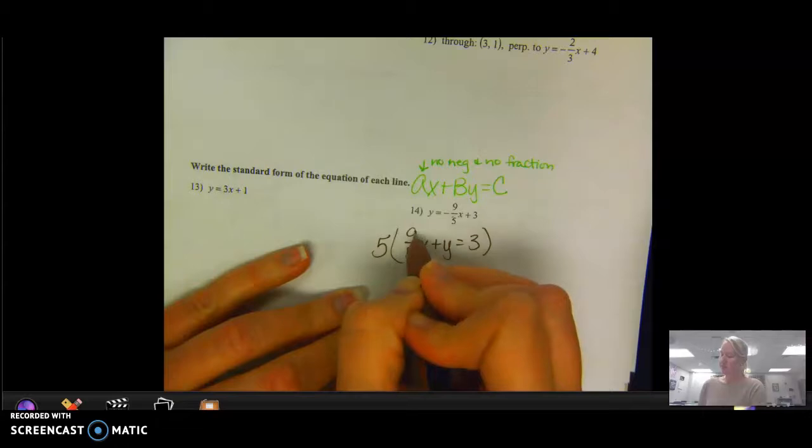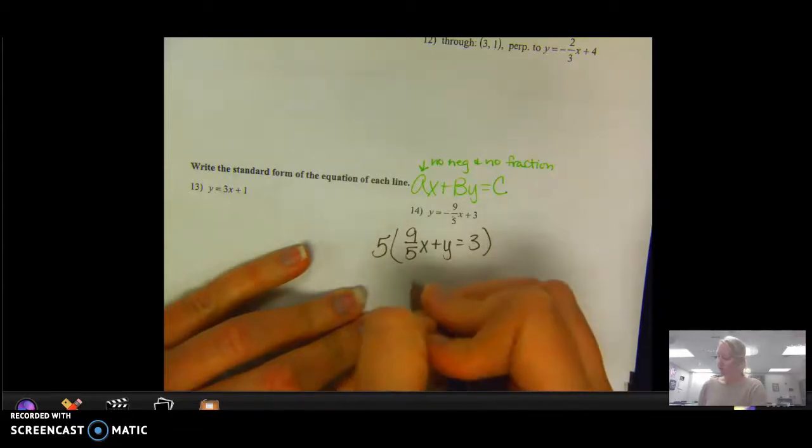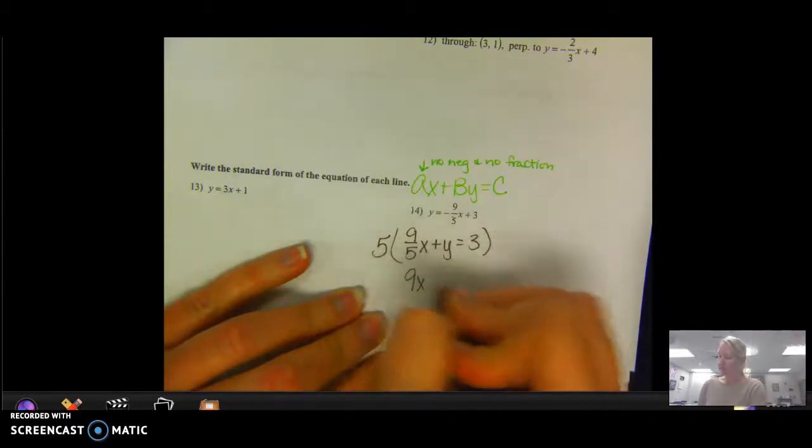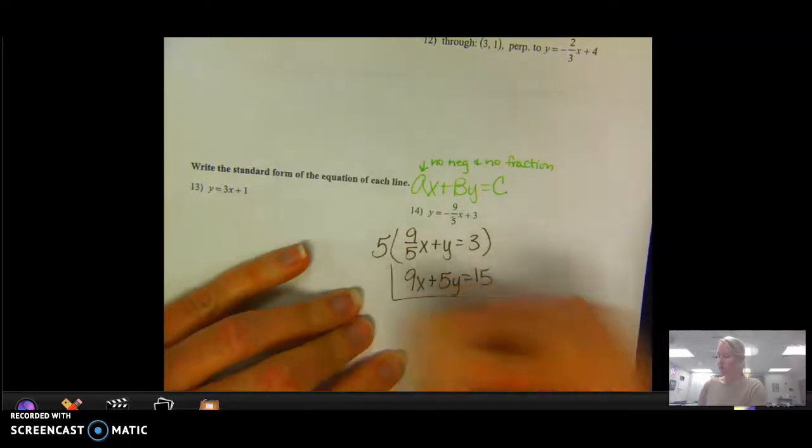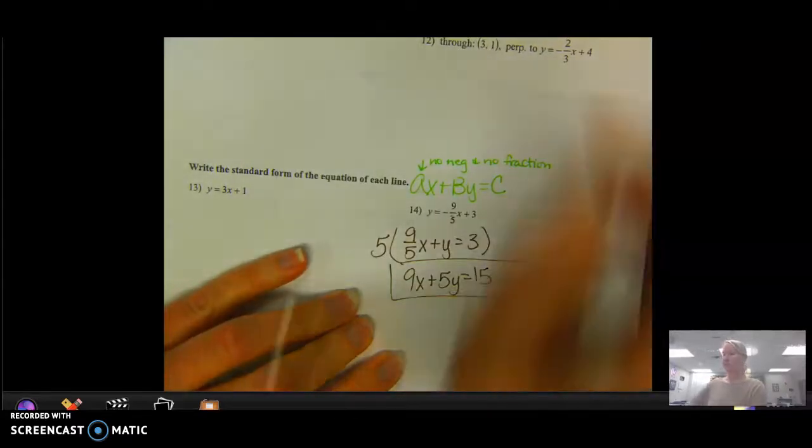So 5 times 9 is 45. 45 divided by 5 is 9, so I get 9x. 5 times y is 5y. 5 times 3 is 15. So you're going to have that as your answer.